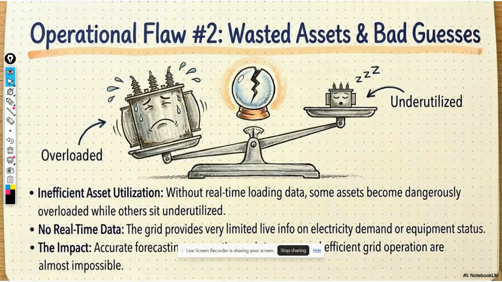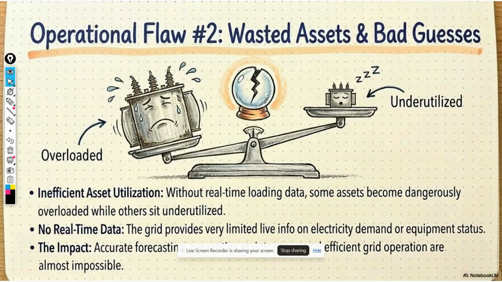Now you can observe the balancing illustration shown in the figure. So in this figure, one transformer is loaded while another transformer is almost idle. This is a very common situation in the conventional power system. Utilities often do not know the real-time loading of every transformer, feeder, or substation. As a result, some transformers continuously operate beyond their rated capacity.